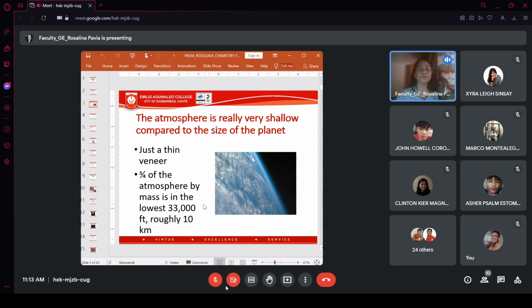3/4 of the atmosphere by mass is in the lowest 33,000 feet, which is roughly 10 kilometers. Okay, 10 kilometers from the surface of the Earth, habitable until 5 kilometers.